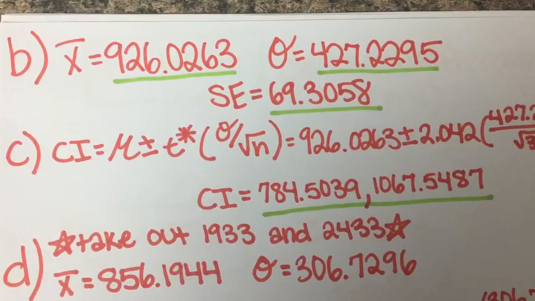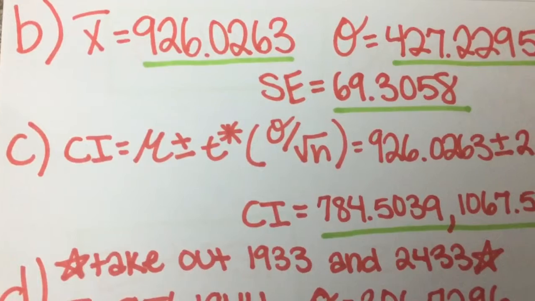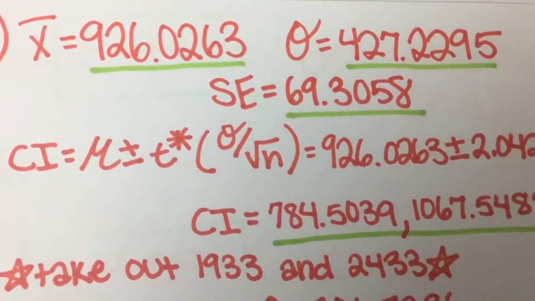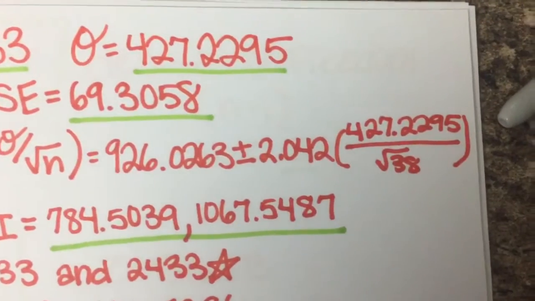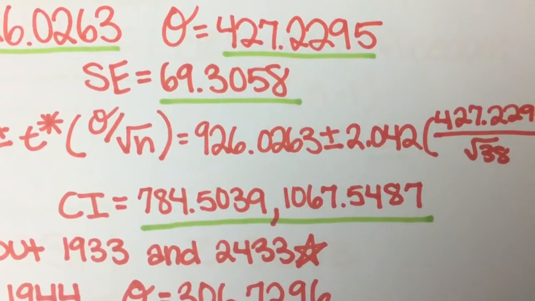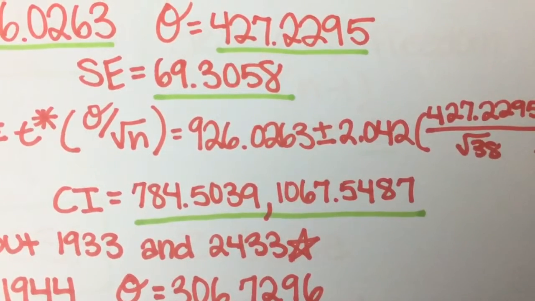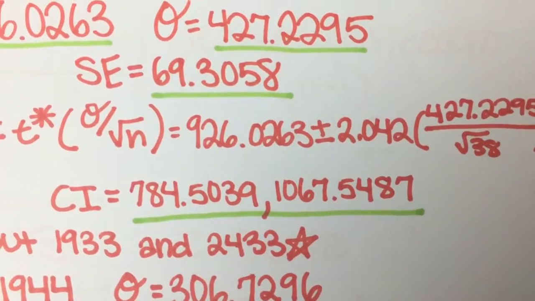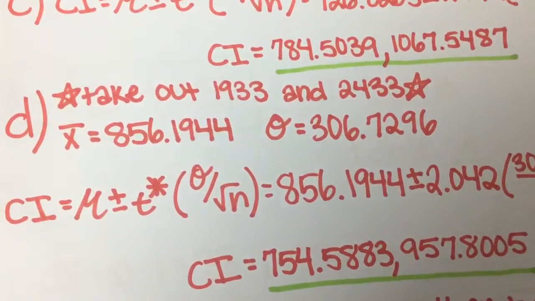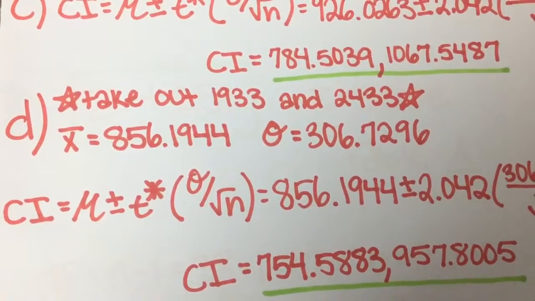From that, we write out our confidence interval formula, which is mu plus or minus t multiplied by the standard deviation divided by square root of n, which after you plug in those numbers, looks like that. And then the confidence interval comes out to be 784.5039 and 1067.5487.